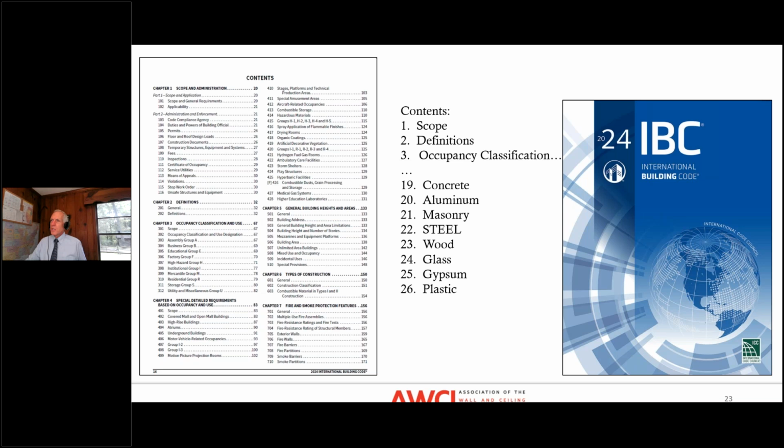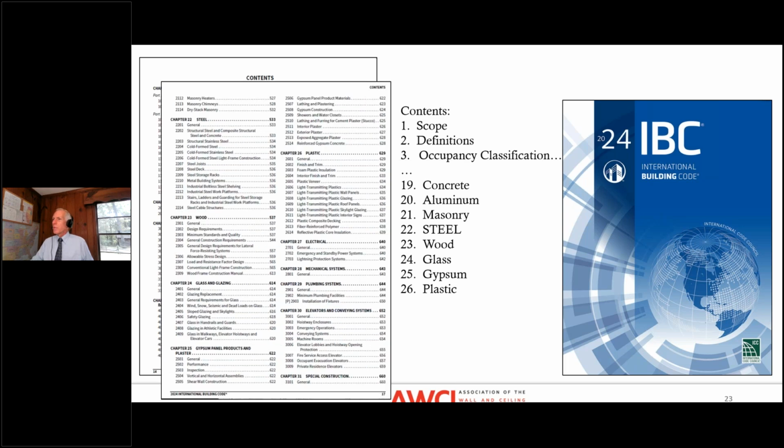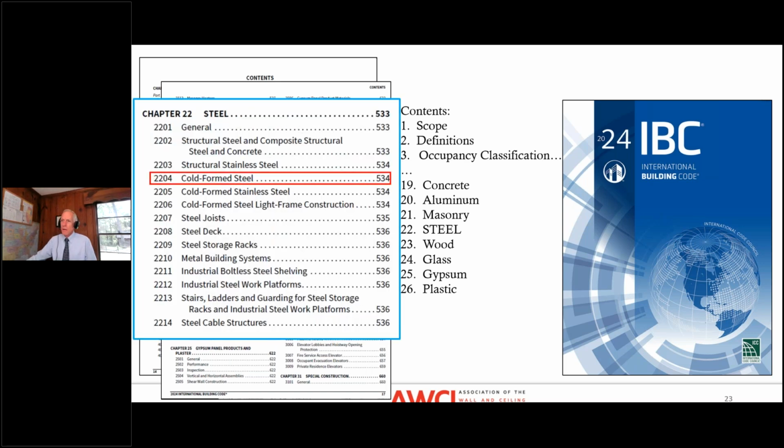So fast forward to today. This is the 2024 International Building Code. Again, the content starts off with scope, definitions, occupancy classification, and then a series of materials starting with chapter 19. Concrete, aluminum, masonry, steel is chapter 22, wood, glass, gypsum, and plastic. We're going to spend a little bit of time today in both chapter 22 on steel and chapter 25 on gypsum. So looking more closely at chapter 22 on steel, section 2204 is cold form steel, and 2206 is cold form steel light frame construction. So this is where you initially are going to go to find information about cold form steel.